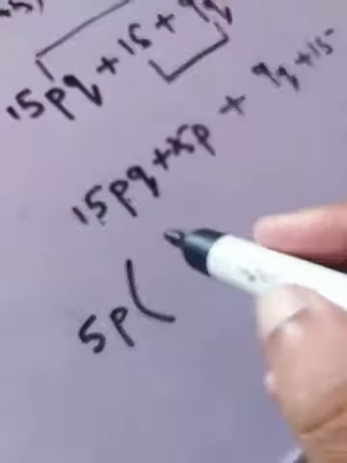If you remove 3Q plus 5, what will remain? 5P. And from the other term, if you remove 3Q plus 5, what will remain? 3. So this is the solution of sum number 4. Let's move on to sum number 5. So this is sum number 5, students.